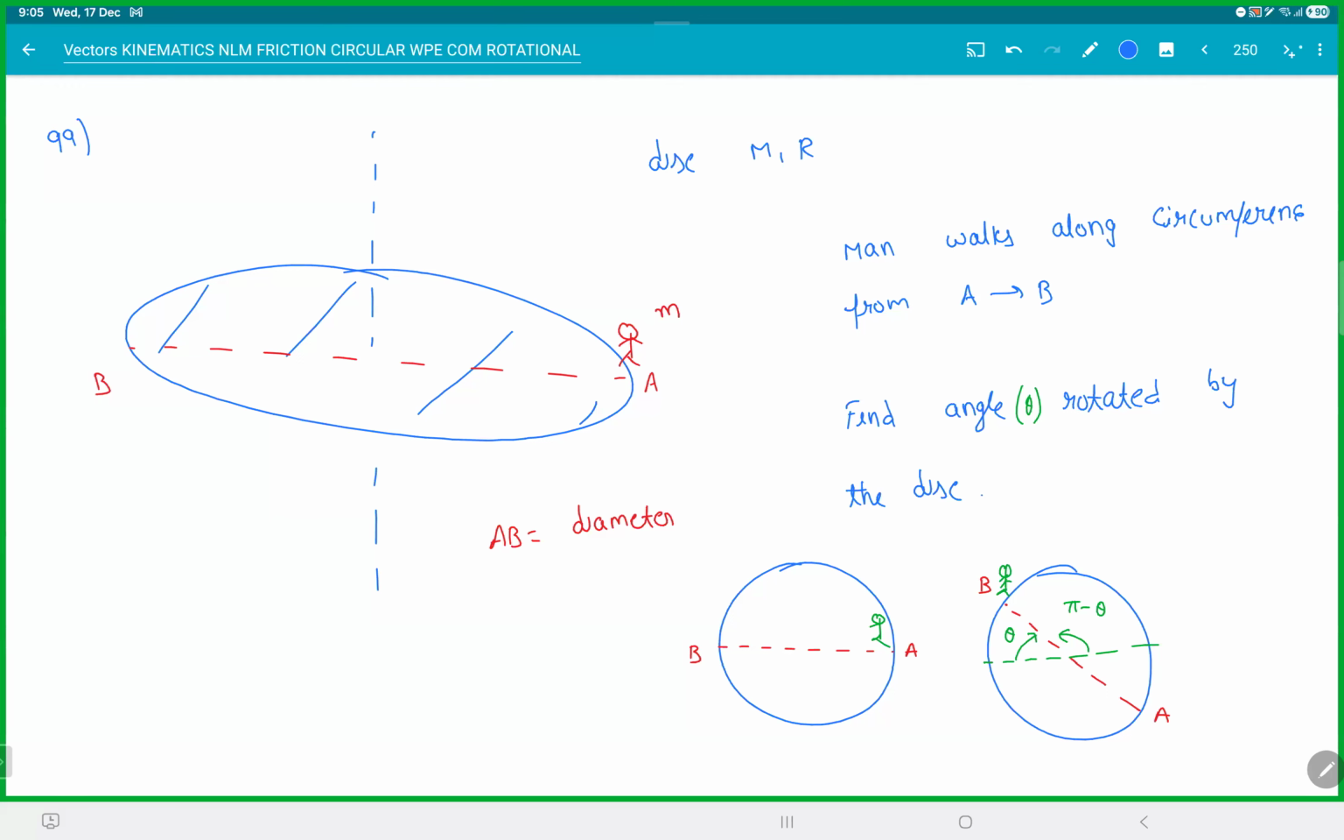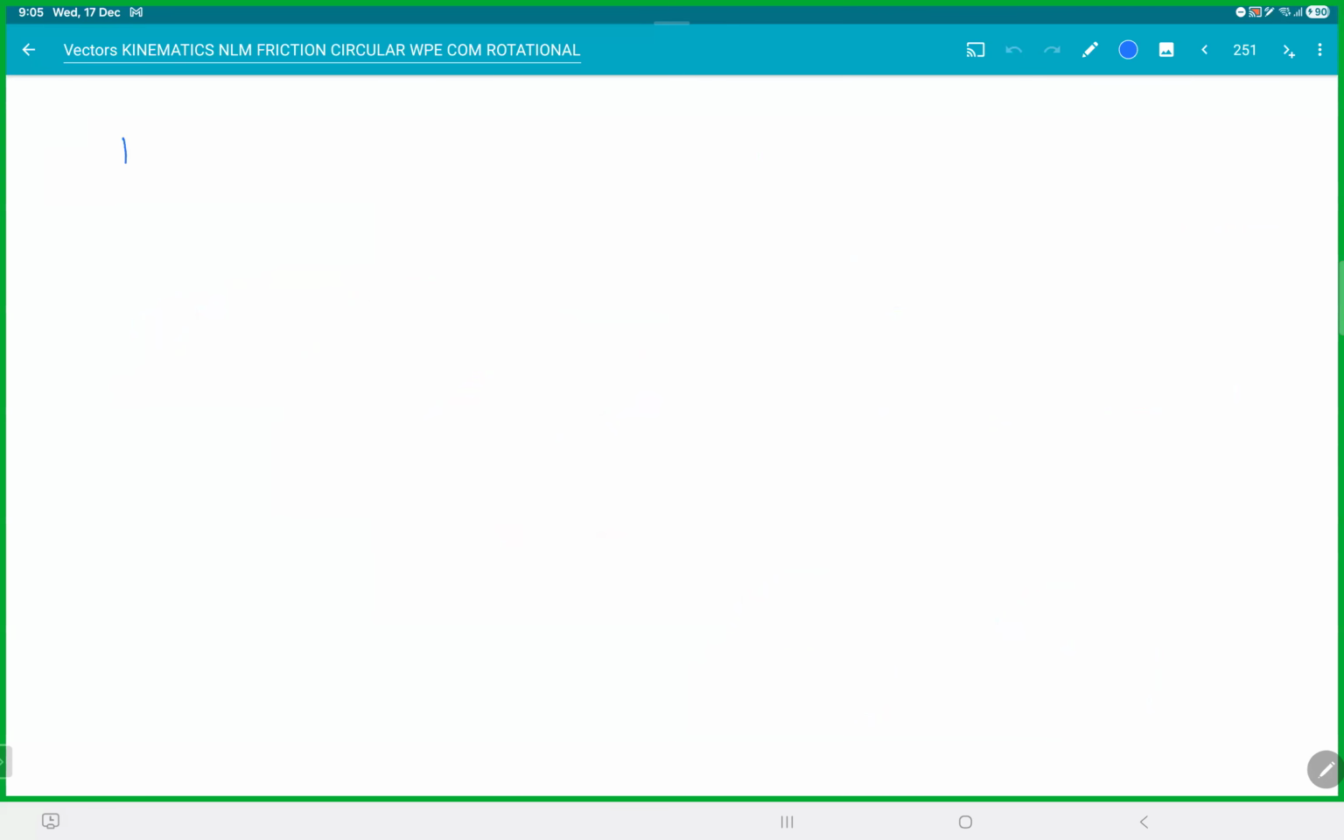Let's see. So what is happening here? The angular momentum is I omega. The torque on the system is dL by dt. Or let me do it like this. L will be I of the disk times omega of the disk, plus I of the man times omega of the man. Since the whole system is at rest, this is 0. So I disk d theta disk plus I man d theta man.